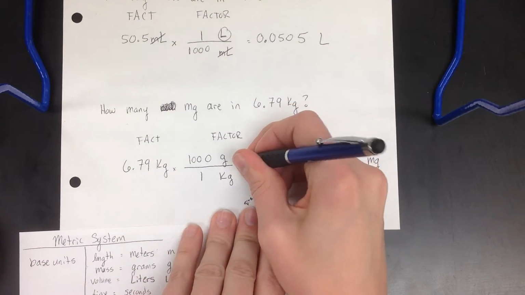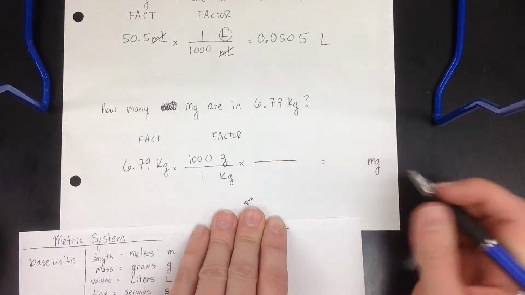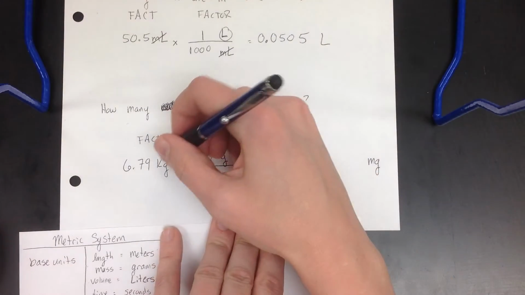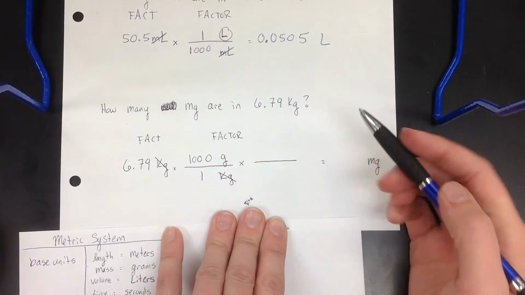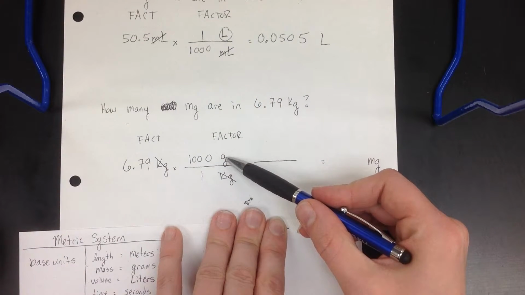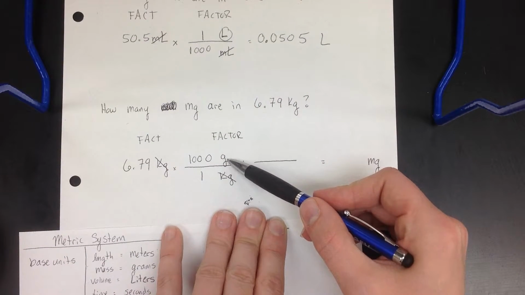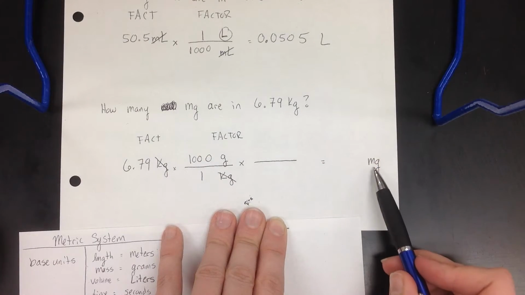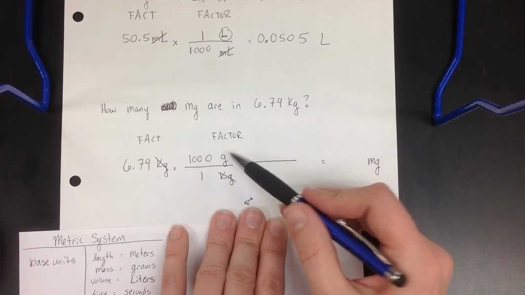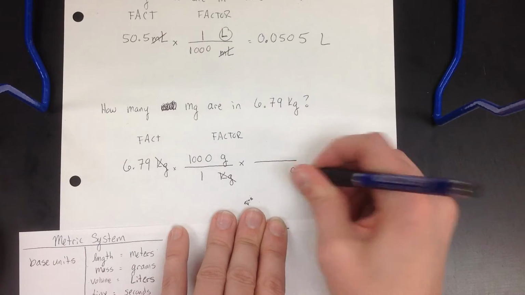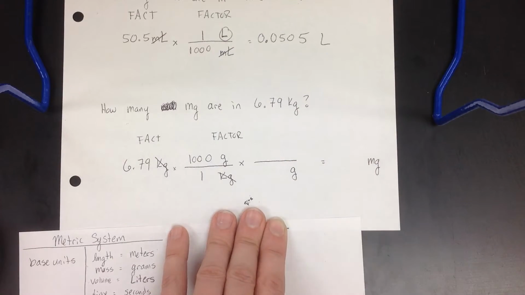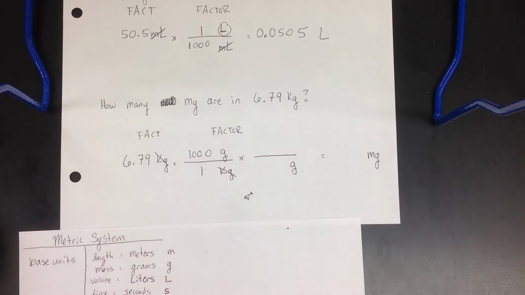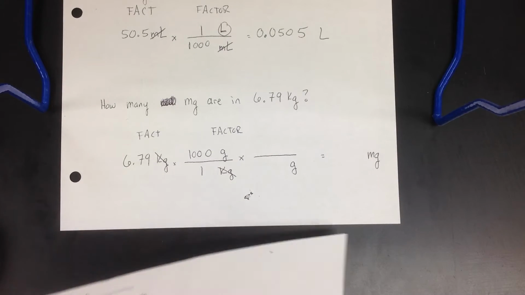Now I'm in my base unit, but I'm not quite to my milligrams. So I have to set up another factor. My kilograms canceled. I need to now cancel my grams out. So currently I'm in grams. I don't want to stay in grams because I want to go to milligrams. So to cancel my grams, I'm going to put it on the bottom. And I'm going to try to find a factor that can get me from grams directly into milligrams.